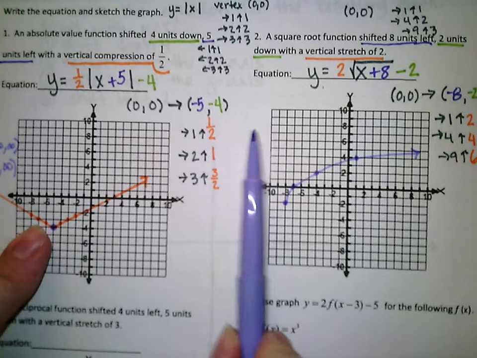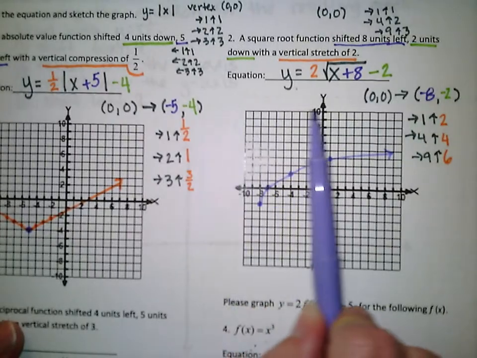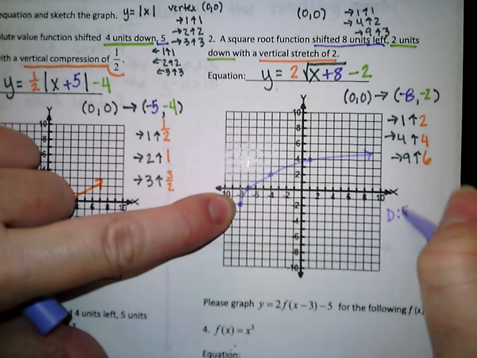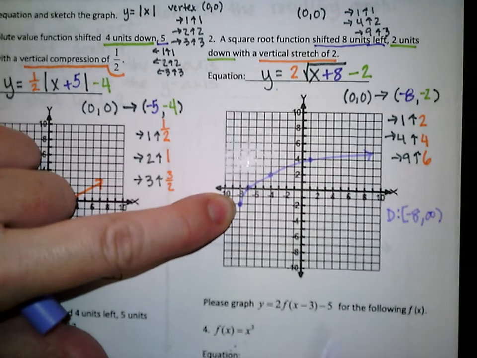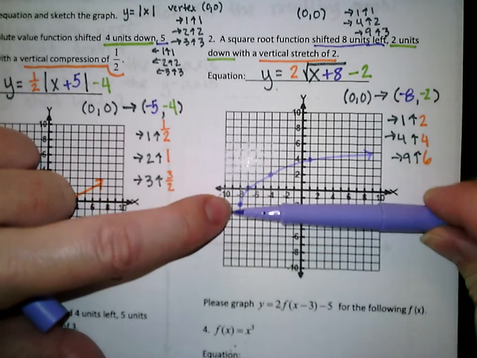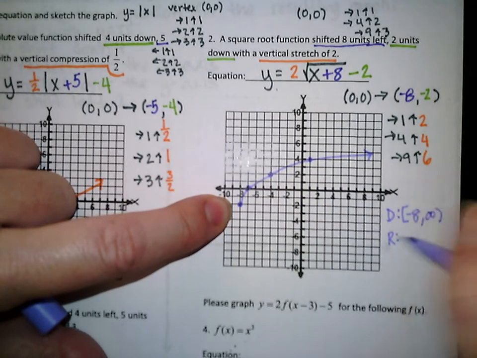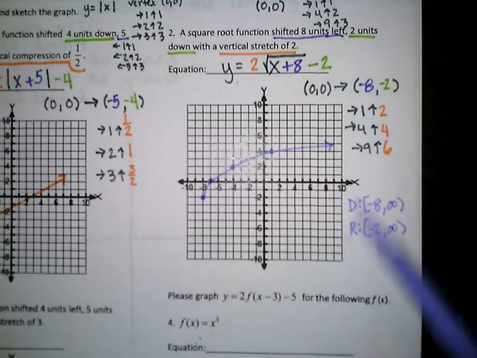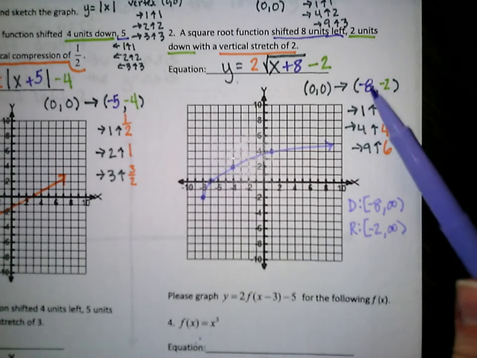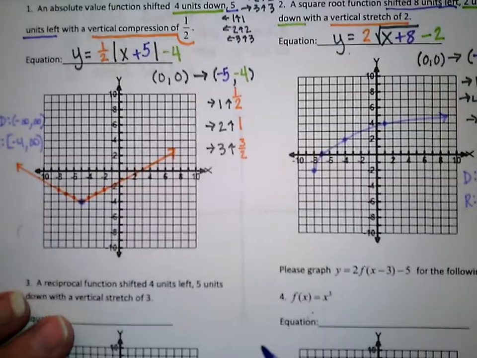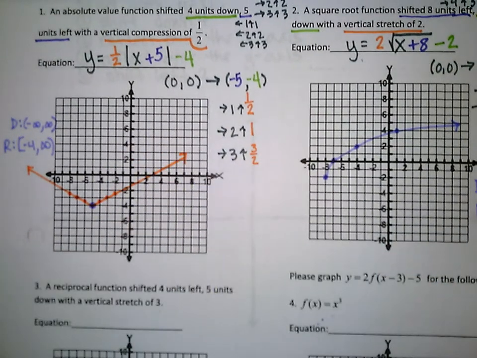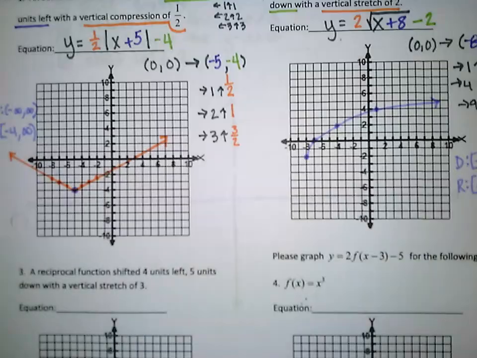The square root graph, domain, as I go left to right, the first x value that I encounter is -8. So -8 to infinity. And then the range, the first y value I encounter is -2. And it keeps going up. You'll notice that your domain and range values are going to be closely tied to your starting point, although the domain for this one's all real numbers, but the range is related to that start point.